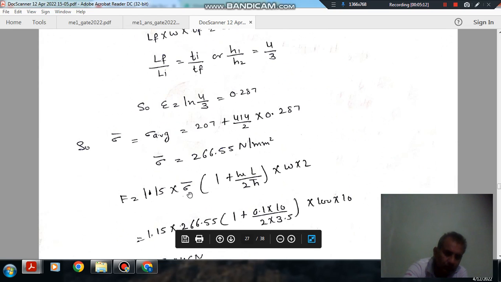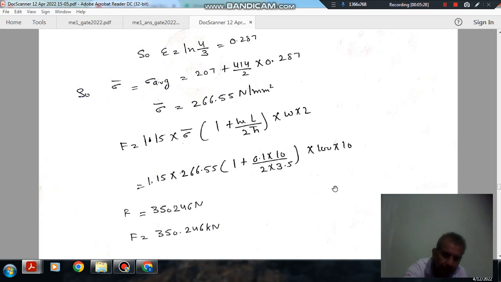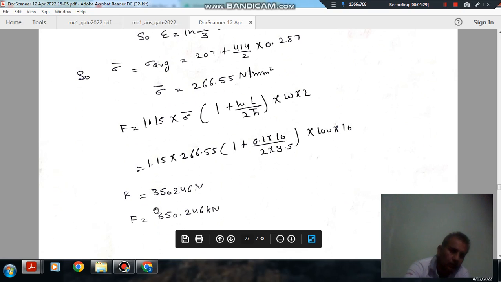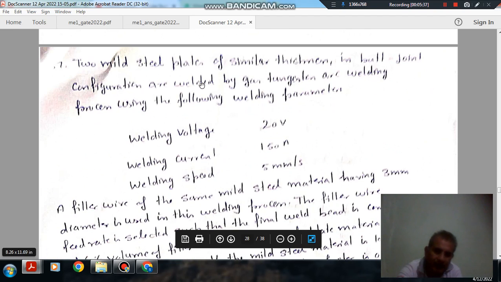Now we can use that formula. Now sigma bar is known. This is 0.1, this is 10, this is 3.5. This sigma is in Newton per mm square or in MPa. So we will use W in mm, L in mm. So the answer is 350246 Newton or 350.246 kilonewton.